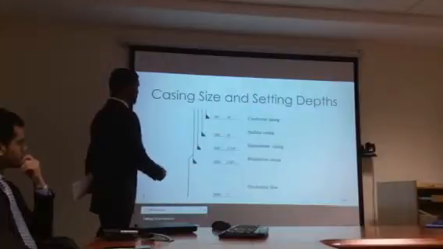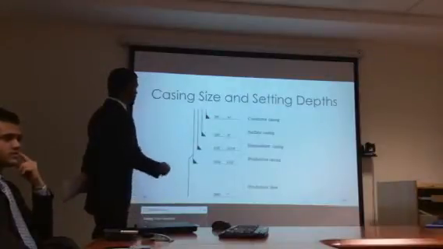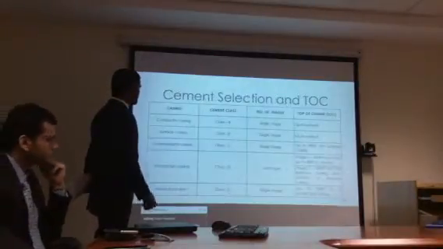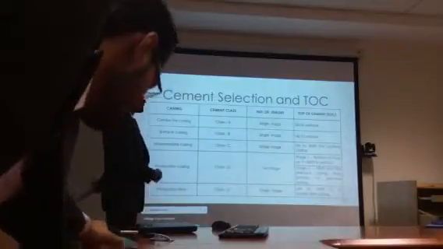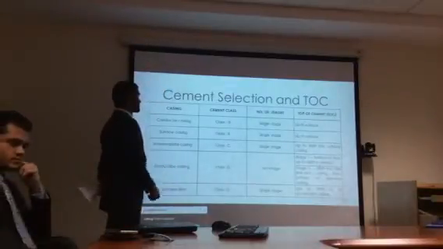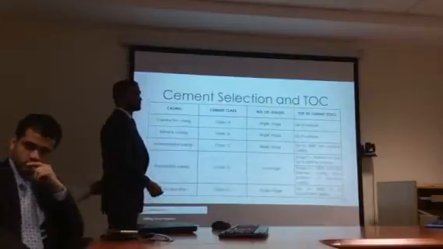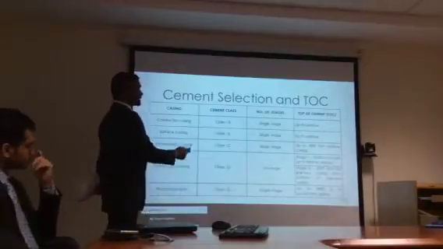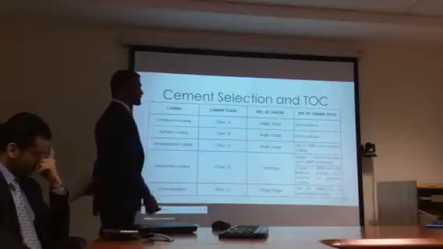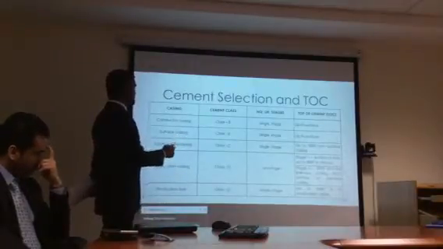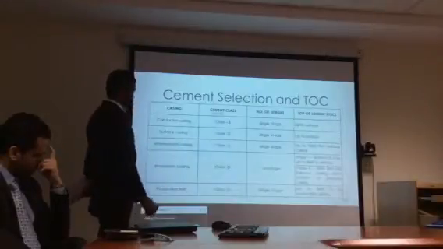This is the clear view of our casing setting depths. And coming to the cementing sections, in cementing we choose cements which are suitable for our depths and lithologies and also which are not harmful for the environment. And the setting top of cement is 300 feet into the previous casing, and for conductor and surface casing it is up to the surface.